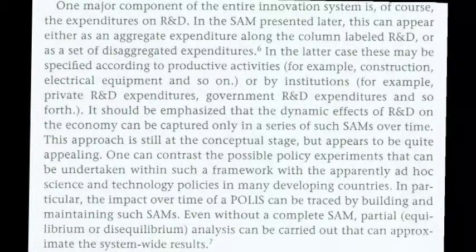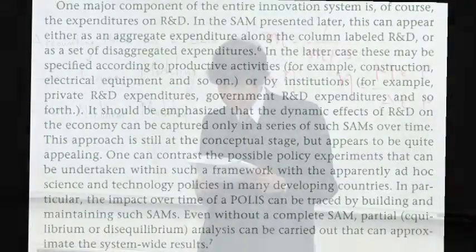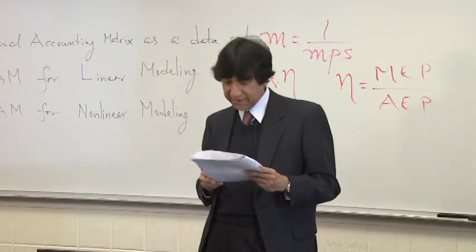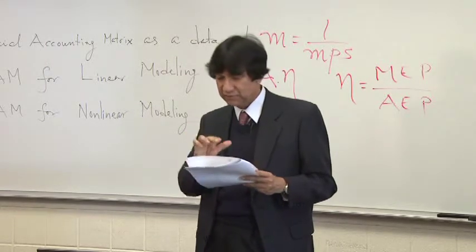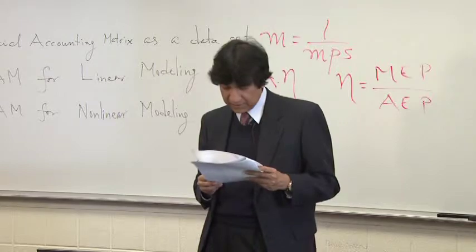It should be emphasized that the dynamic effects of R&D on the economy can be captured only in a series of such SAMs over time. This approach is still at the conceptual stage, but appears to be quite appealing. So how do we really use a limited number of SAMs to get the results that we want? That is the problem I'm posing on this page, page 42.